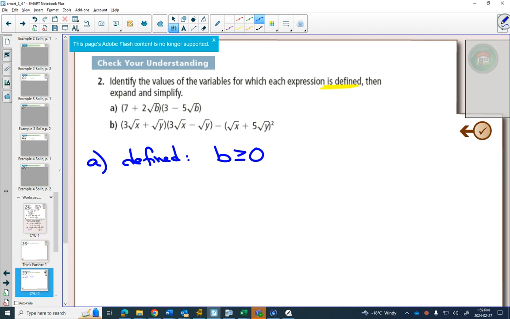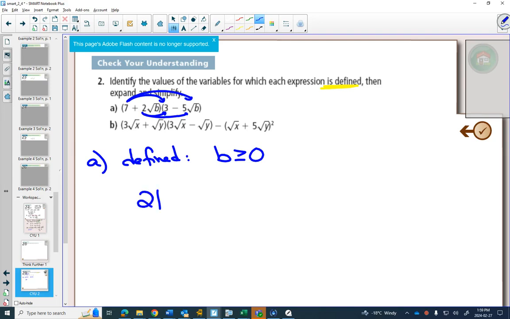Okay? I look at the first one. Is it conjugates? No. So I'm not going to be able to use a shortcut. All I can do in the first one is multiply. And, how do I do 7 times 3? What are the rules? Well, that's just regular math. Right? 7 times 3, that's just 21.